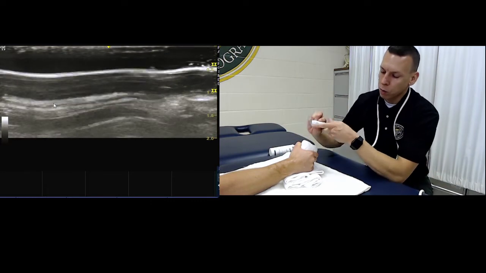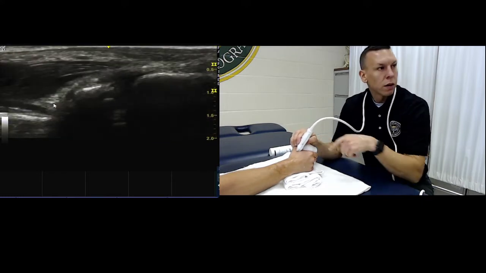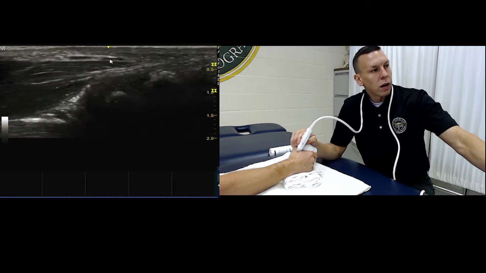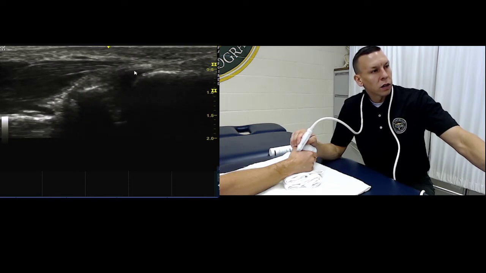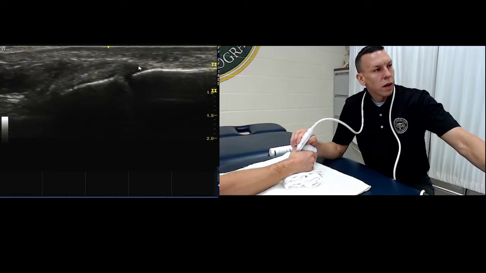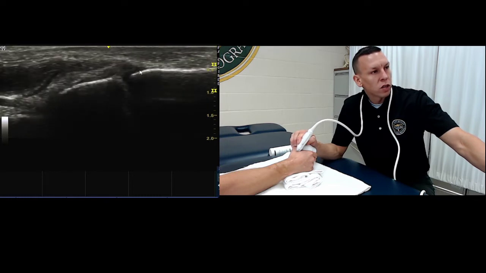We're going to take our probe and put it right here on that MCP. The first thing we can probably see is the adductor pollicis here. Down here is probably some opponens. And right here we're looking for this small structure between these two bones.